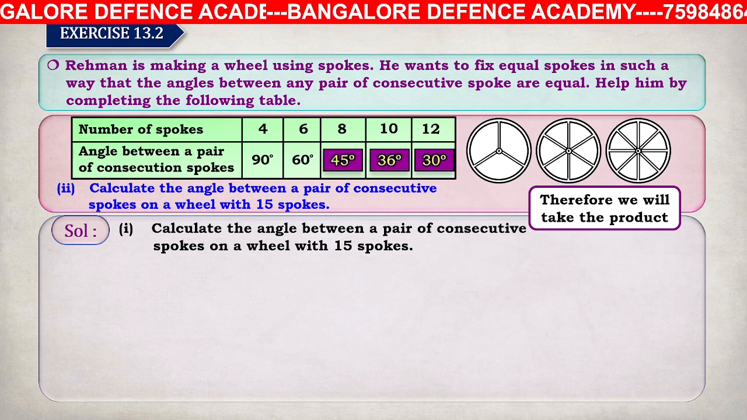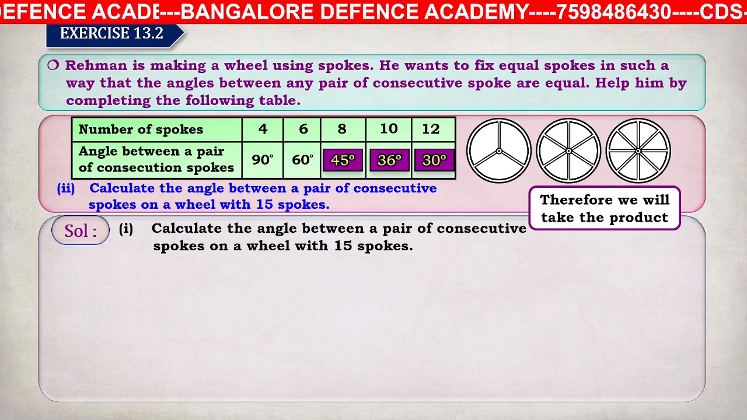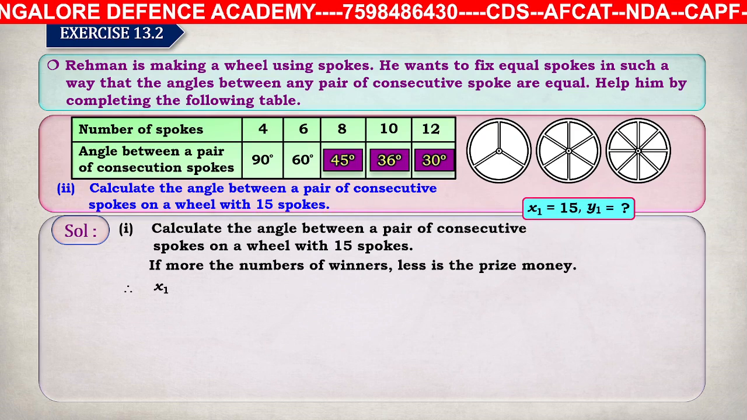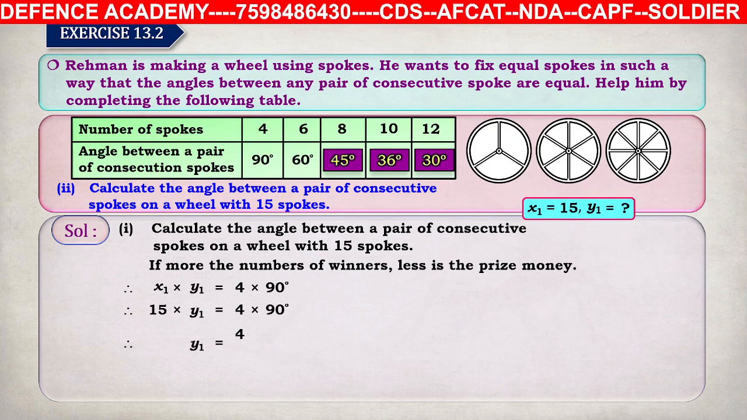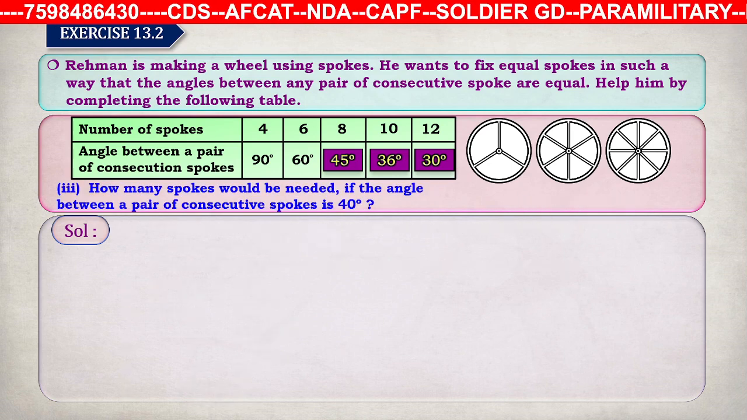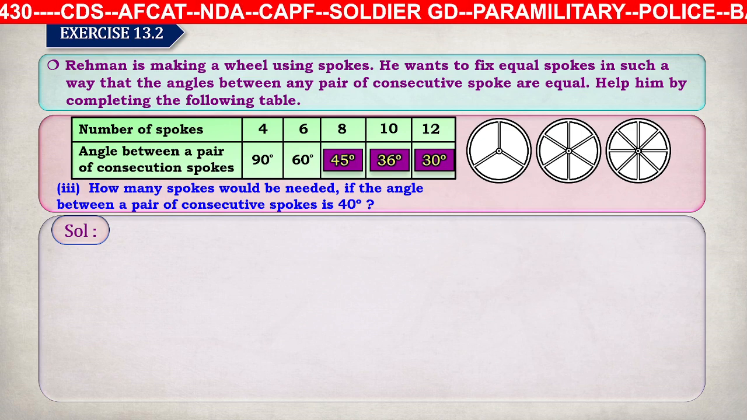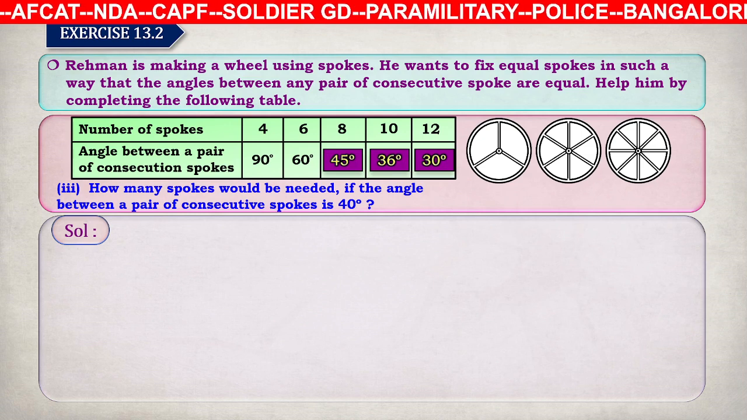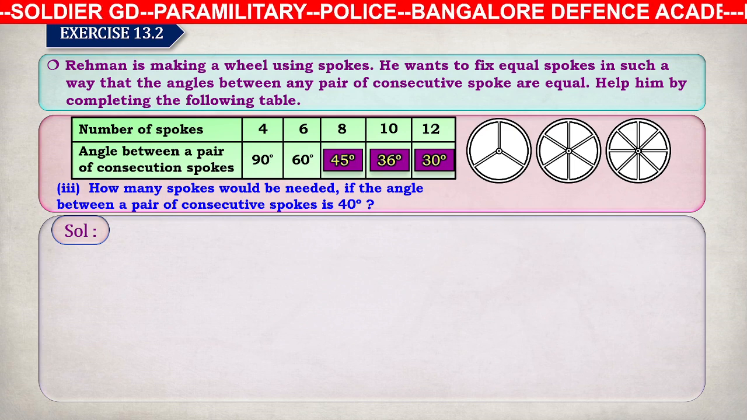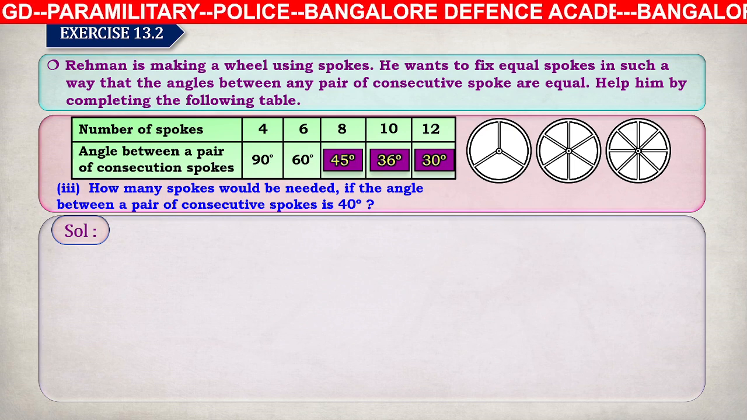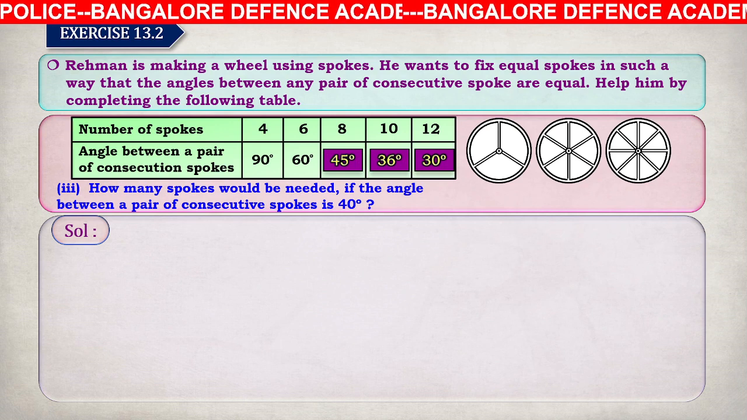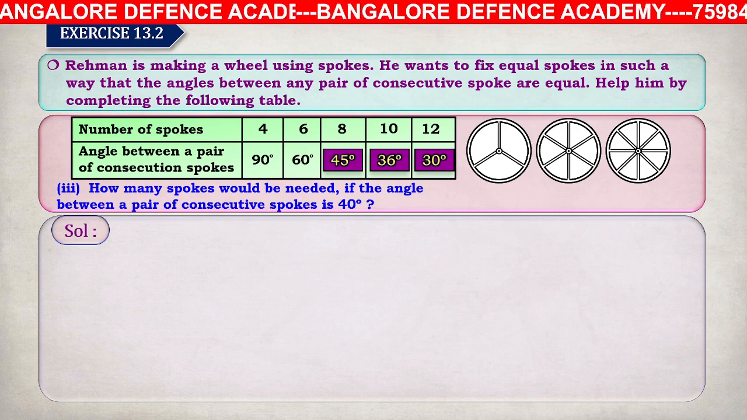So now calculate the angle between a pair of consecutive spokes on a wheel with 15 spokes. The same thing, you are going to take the product, 15 into y1 is equal to 4 into 90. So the answer will be 24. Next, imagine in the same question, if I twist it a little bit more, how many spokes would be needed if the angle between a pair of consecutive spokes is 40 degrees? Now in this question what is given, they have given the angle between the spokes, that is 40 degrees is the angle between two spokes, and you have to find how many spokes will be required.